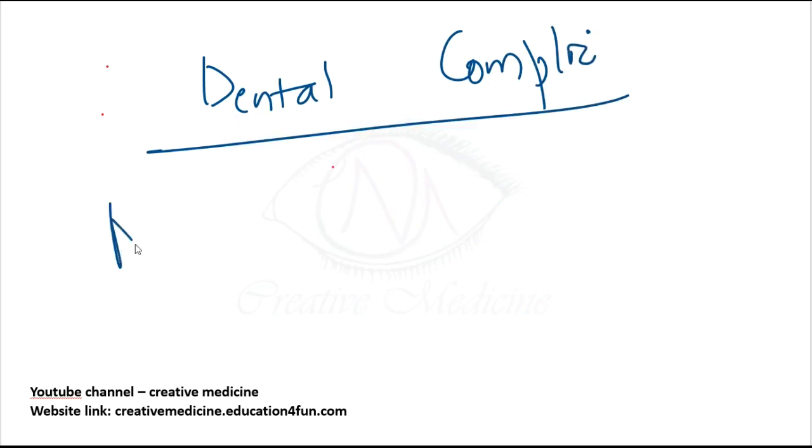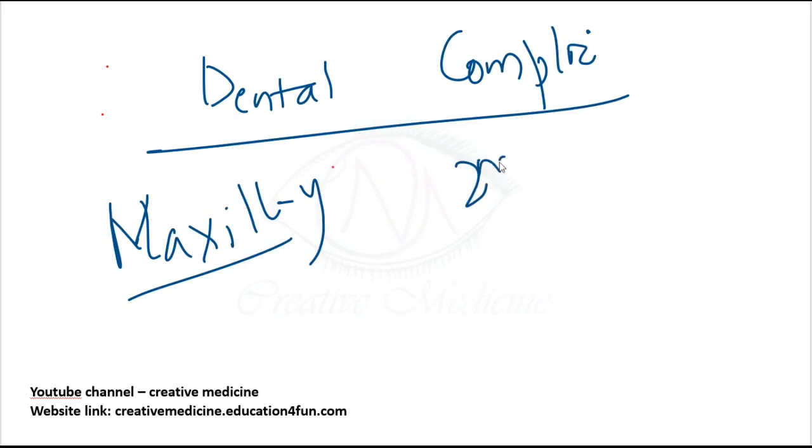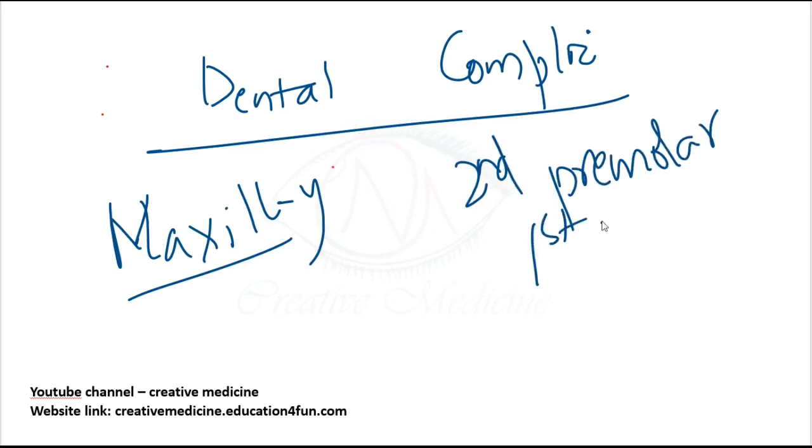Then we also have the next complication, which is dental complications. Dental complications in the maxillary sinus are most commonly related to the second premolar and the first molar.